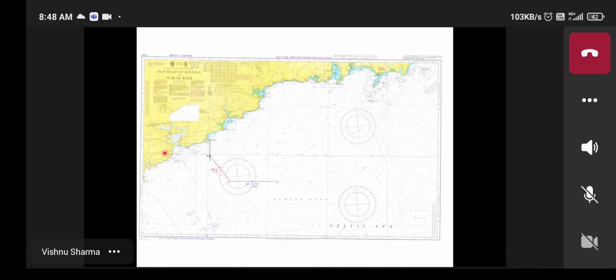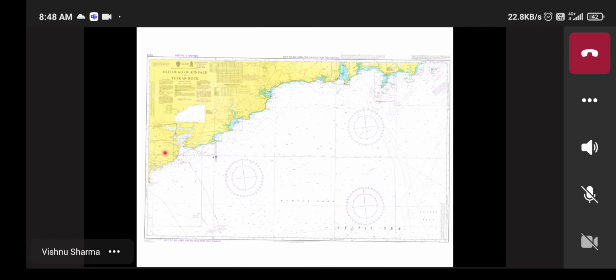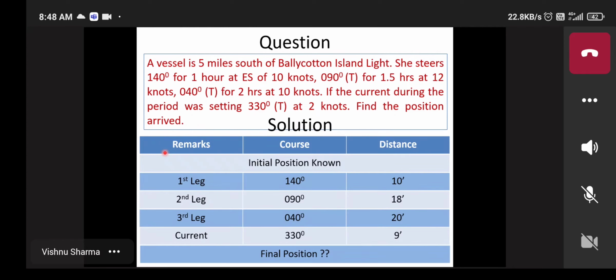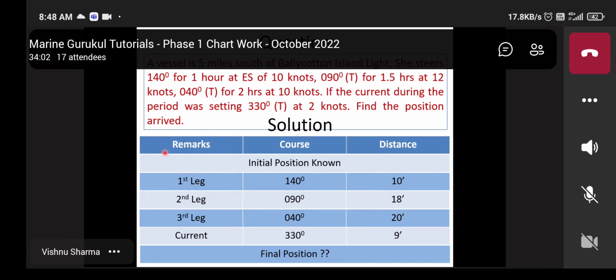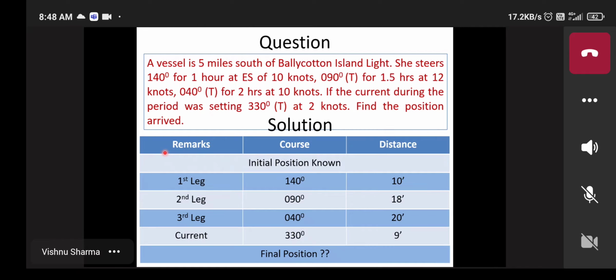Okay, you want to take down the values? Let me just take you back. If you want to take down the values, please take them down. 140 into 10 miles, 090 into 18 miles, 040 into 20 miles, 330 into 9, and the initial position is some miles south of that light which is given. Take down these values so that you can correlate with the plot better. Yes, sir.